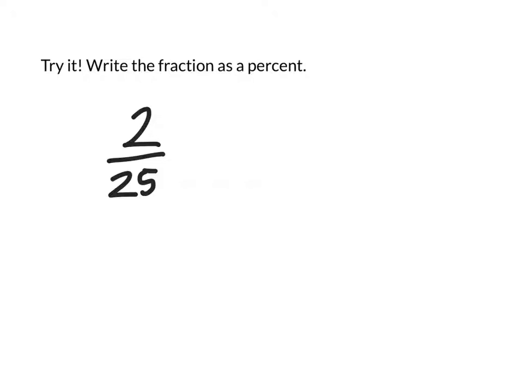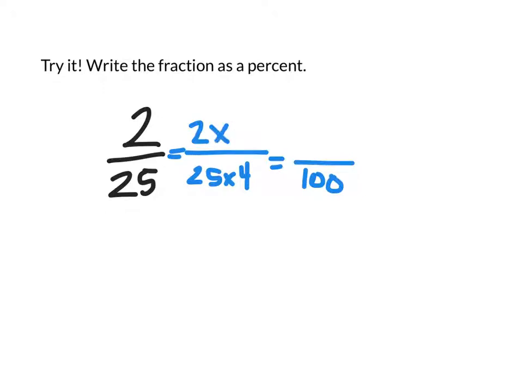Okay, so when we look at the denominator, we can easily multiply 25 times 4 to equal 100. If I multiply the bottom number by 4, then I need to multiply the top number by 4. 2 times 4 would be 8. So 8 over 100 is the same as 8%.